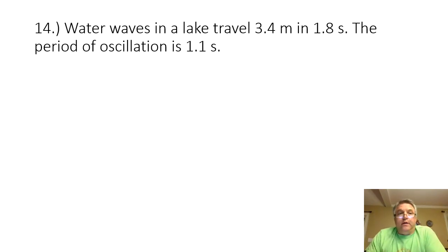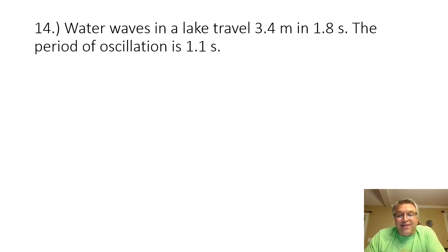Problem 14. Water waves in a lake travel 3.4 meters in 1.8 seconds. The period of oscillation is 1.1 second. So we are given a bunch of stuff here, and we're given 2 different time values, and let's straighten those out so we don't get confused.